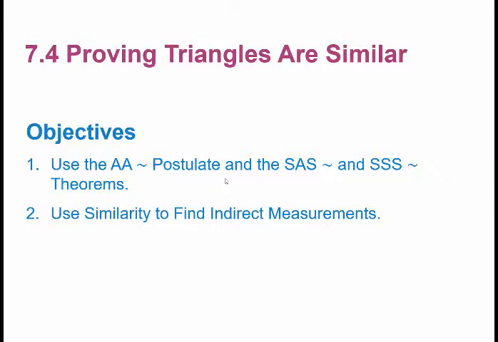First, we want to use the AA similarity, angle-angle similar postulate, and the SAS, which we know is side-angle-side similar, and SSS, side-side-side similar. So I've been saying similar, that's what this squiggly line represents. We learned that last section, theorems. And then finally, we want to use similarity to find what we call indirect measure.